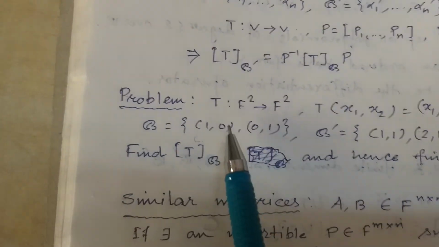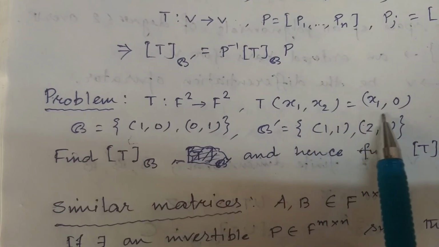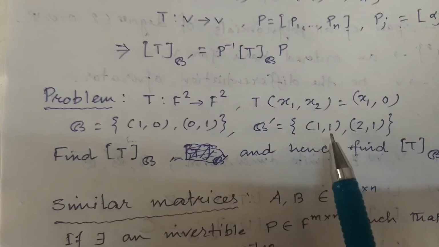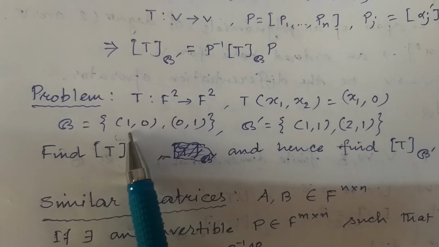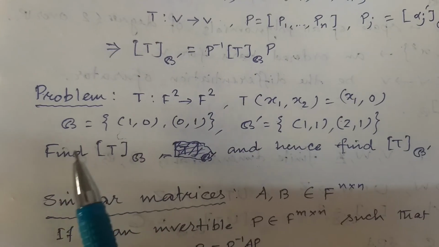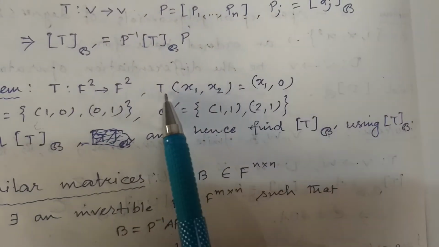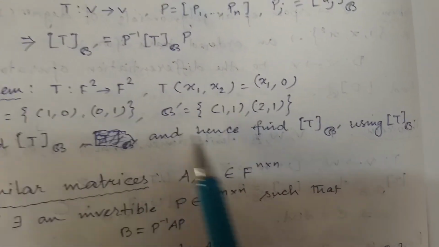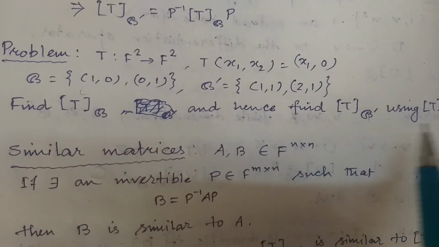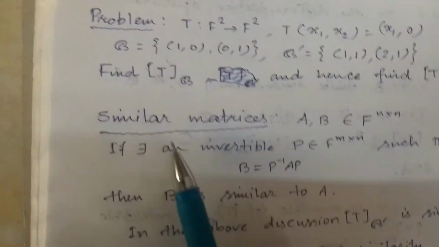Next I am giving you one problem. T is a linear operator from F2 to F2 such that T of (x1, x2) equals (x1, 0). B is the standard ordered basis (1, 0), (0, 1). B dash is any other ordered basis. So there are two bases. You have to first find the matrix of T with respect to B. This portion is already given. Next, using this matrix you have to find the matrix of T with respect to B dash. You just have to use this formula. That means you have to find the matrix P and use it to find the matrix of T with respect to B dash.